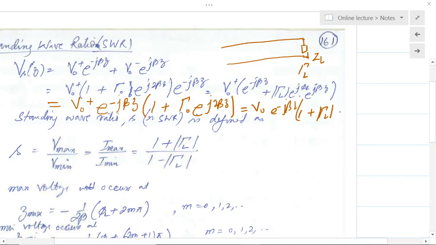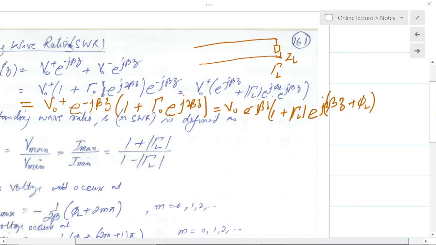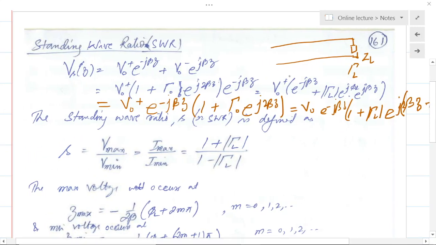You can write here e to the power j 2 beta z plus phi L. So you can add the phase of gamma L to this one, and I can rewrite this V of z.